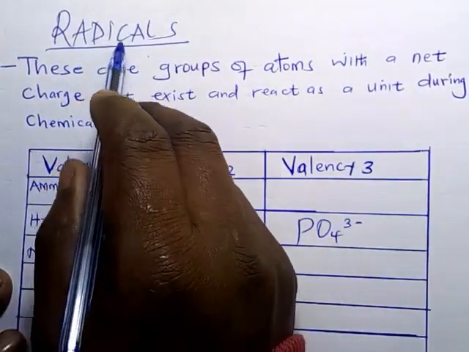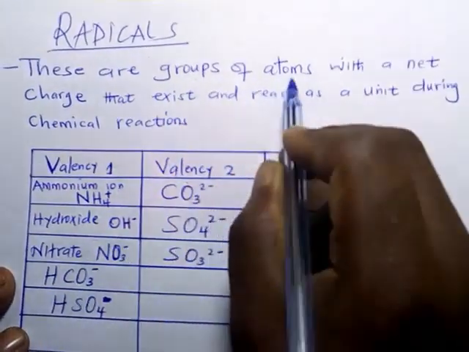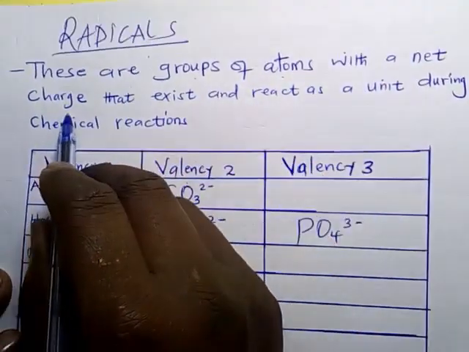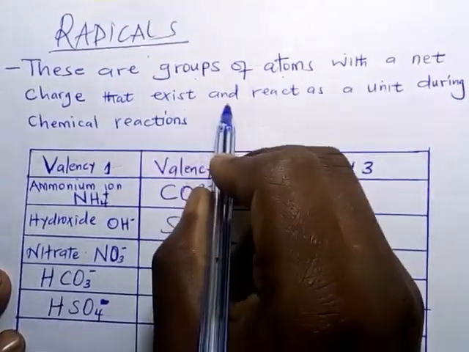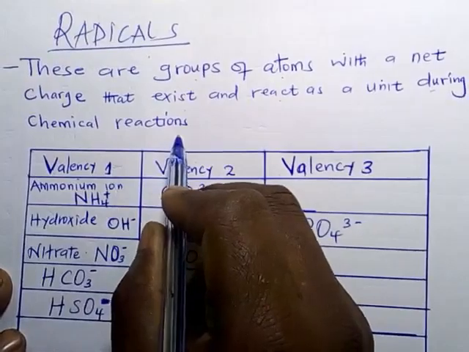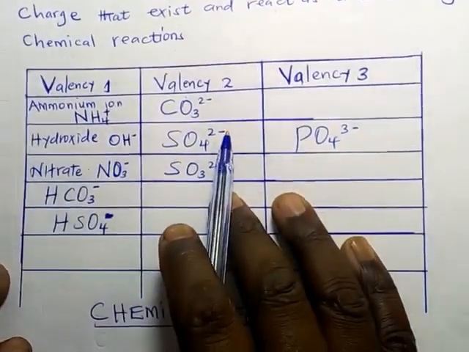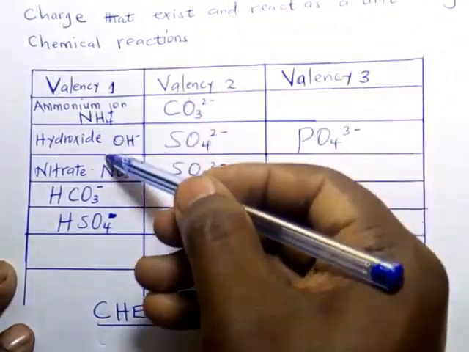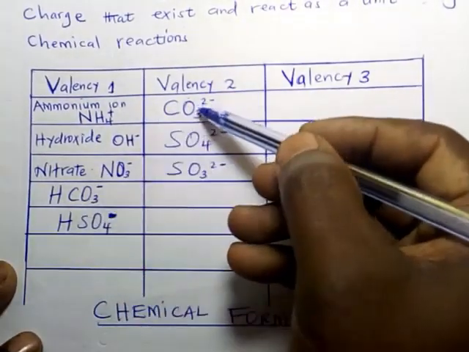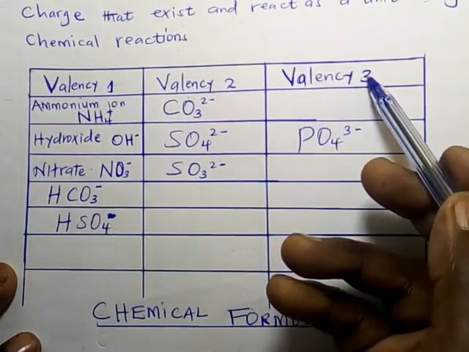What is a radical? Radicals are groups of atoms with a net charge that exist and react as a unit during a chemical reaction. We have radicals that have a valence of 1, radicals that have a valence of 2, and radicals that have a valence of 3.